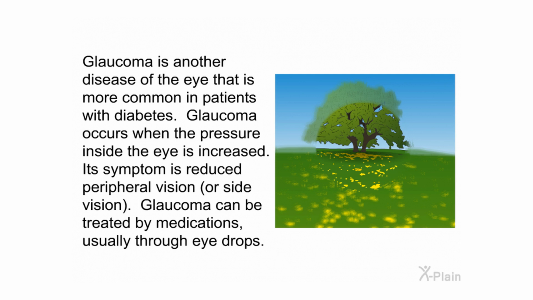Glaucoma is another disease of the eye that is more common in patients with diabetes. Glaucoma occurs when the pressure inside the eye is increased. Its symptom is reduced peripheral vision or side vision. Glaucoma can be treated by medications, usually through eye drops.